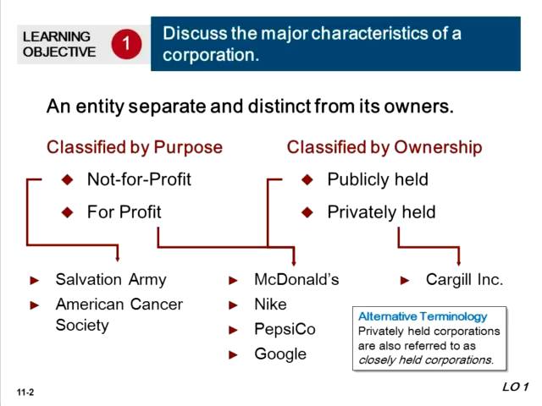We can divide entities into separate categories. The first one is classified by purpose. Not-for-profit, like the Red Cross and the American Cancer Society. For-profit: Starbucks, McDonald's, Coca-Cola. Then they can be classified by ownership. Publicly held, which will be true for McDonald's, Nike, PepsiCo, Google, Coca-Cola, and Starbucks. Privately held, one company that comes to mind is Koch Industries.